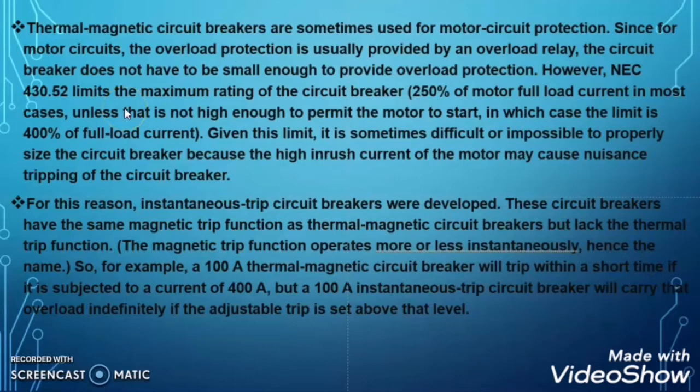As for the overload protection of the motor, there is already an overload relay, so we can size a circuit breaker a bit higher. So that even if the circuit breaker is not protecting the motor from the overload, it should cover the short circuit fault protection for that motor.